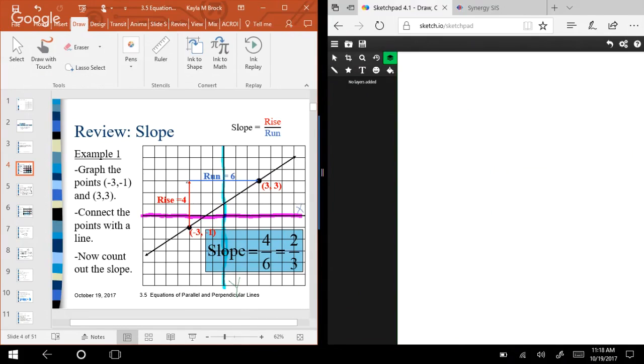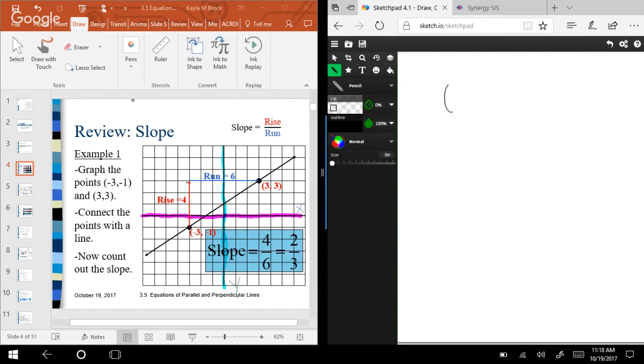And in order to graph a line, we need to first graph the points. We have the points that they've given us. It's an ordered pair, and whenever you have an ordered pair, the x is always first. So we have -3, -1 as our first point. The x is always first and the y is always second, okay?